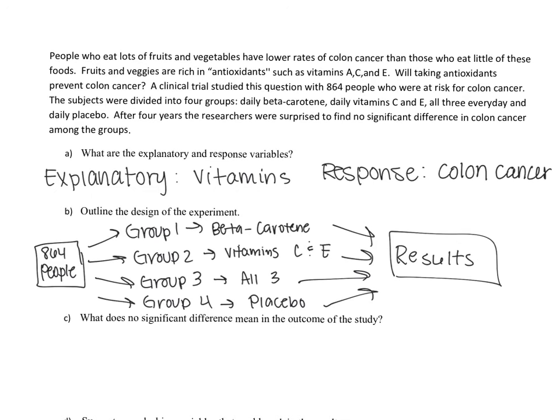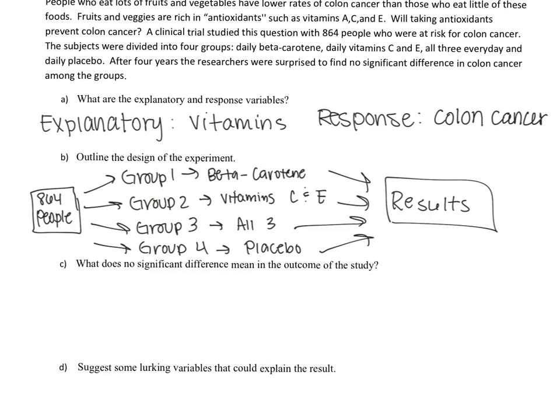What you start with, how you're splitting them up, what each of those groups receive, and then finally taking a look at the results. So when we talk about no significant difference here in the outcome of the study, what does it mean?